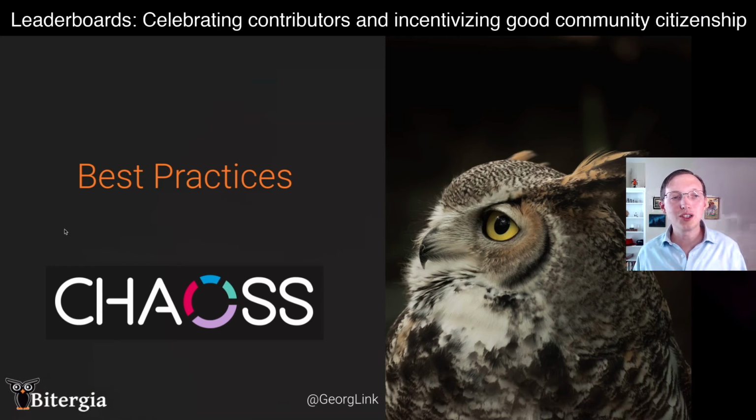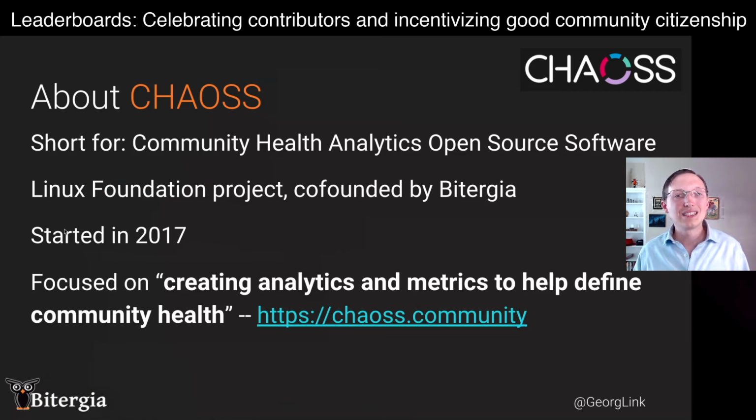In the CHAOSS project, we have developed some best practices around what to do with analytics and metrics. To give you a little background, CHAOSS is short for Community Health Analytics Open Source Software. It's a Linux Foundation project that we started 4 years ago. Our focus was on creating analytics and metrics to help define community health. Everyone was talking about, hey, we need to understand the health of our open source communities, but there was no consistent way of doing this because everyone was speaking a different language. We are now standardizing this with standard tools and standard metrics.